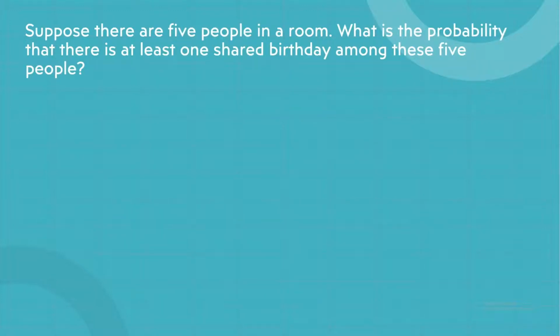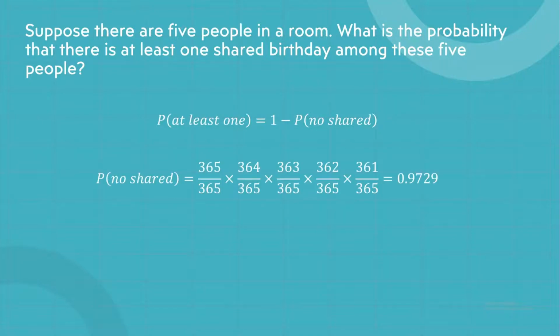Now let's make the group bigger. Suppose there are 5 people in a room. What is the probability that there is at least one shared birthday among these 5 people? Just like the previous one, the probability of no shared birthday is equal to the product of all those 5 probabilities, and we get 0.9729, and when we subtract it from 1, the probability of at least one shared birthday among 5 people would be 0.0271.